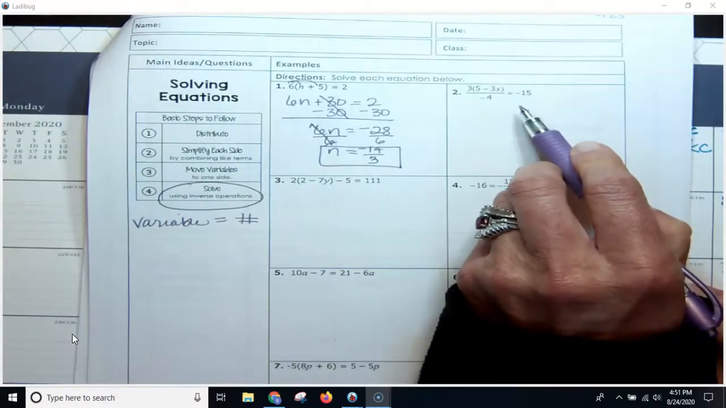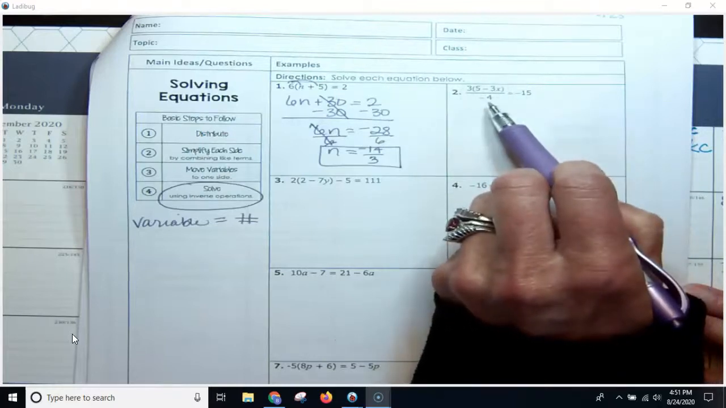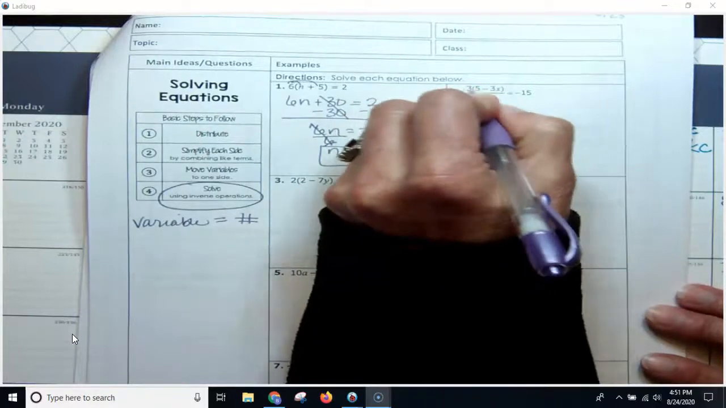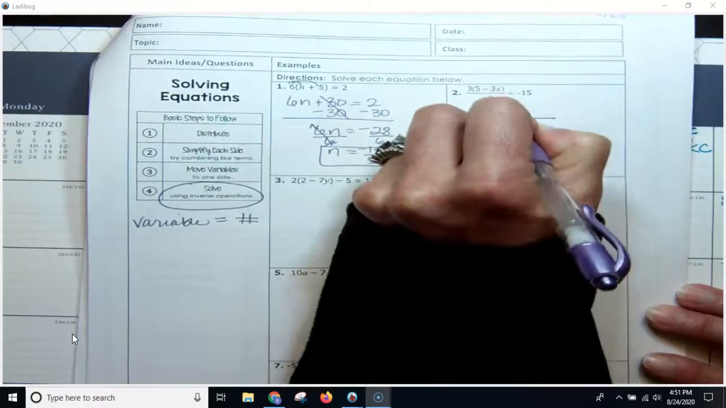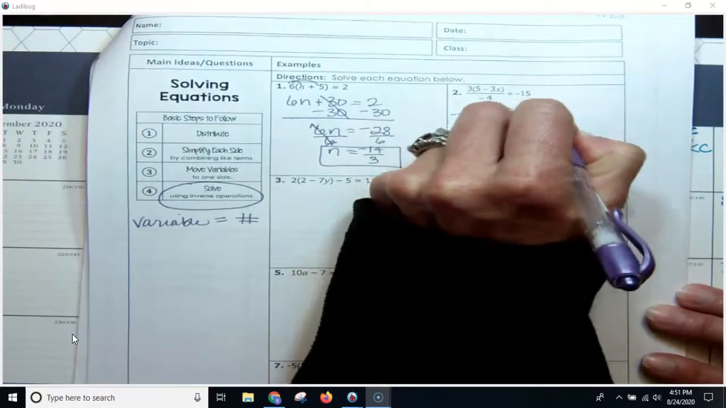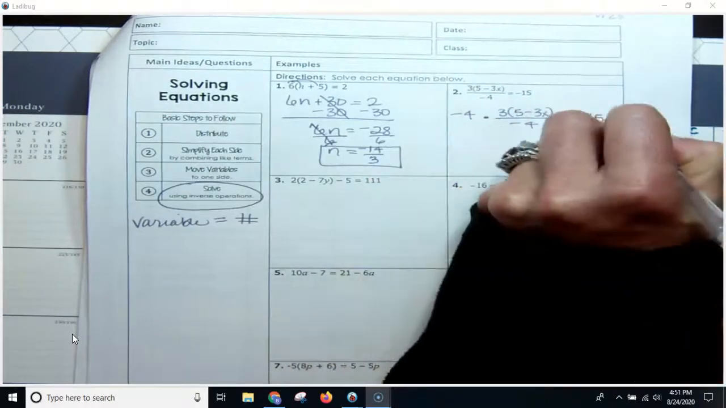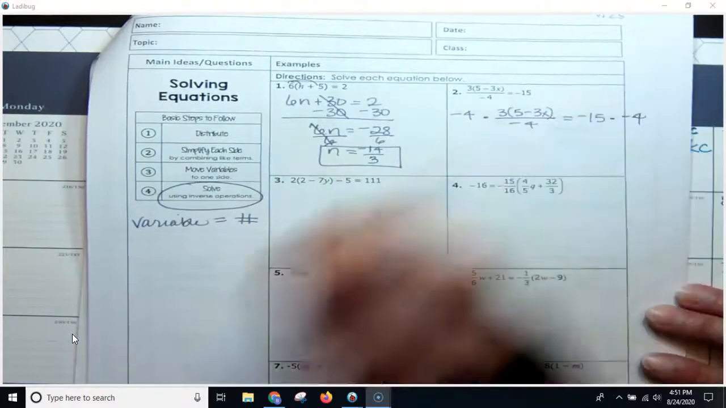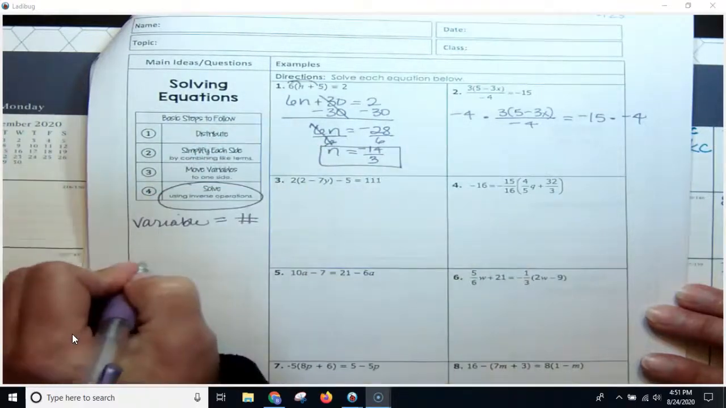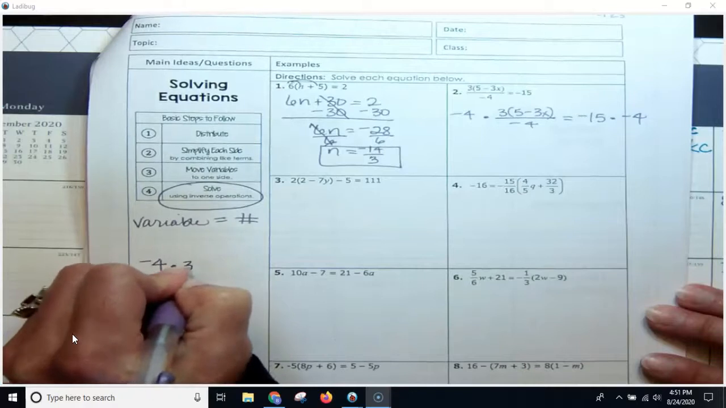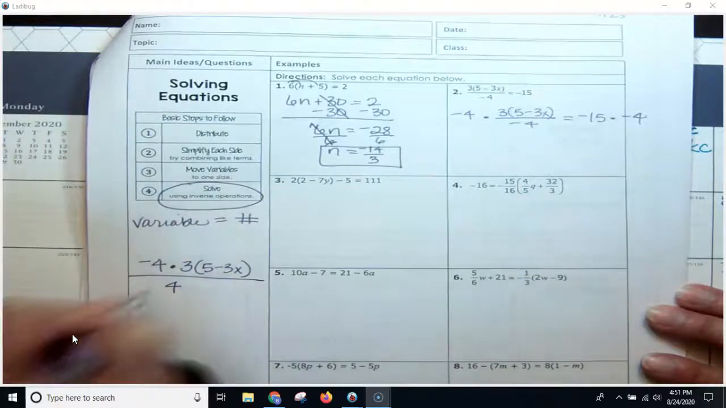Keep in mind, we've got some parentheses up here. We want to get rid of this fraction first. So I'm going to multiply both sides by negative 4. So I'm multiplying this side by negative 4, and I'm also going to multiply the other side of the equal sign by negative 4. All right? And when I do that, I'm still left with negative 4 times 3, 5 minus 3x, all over 4. Keep that in mind.